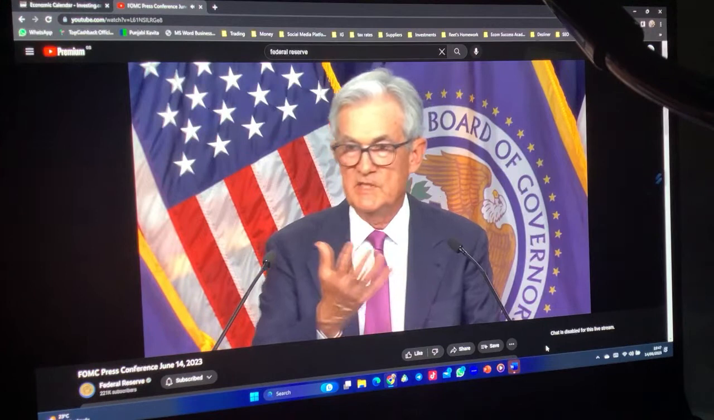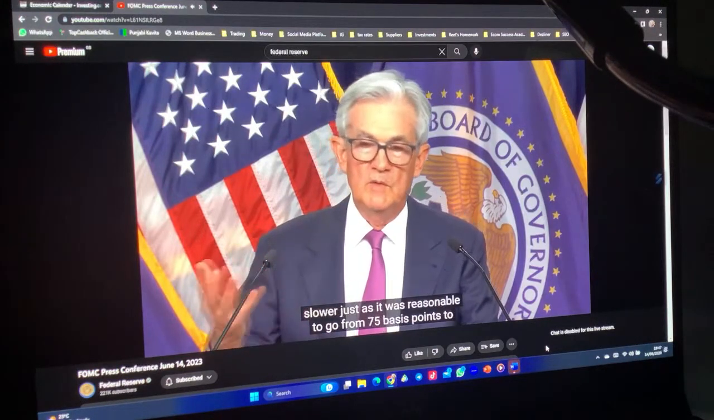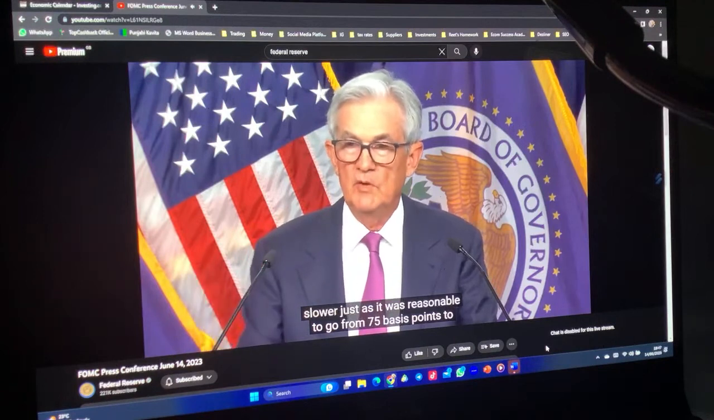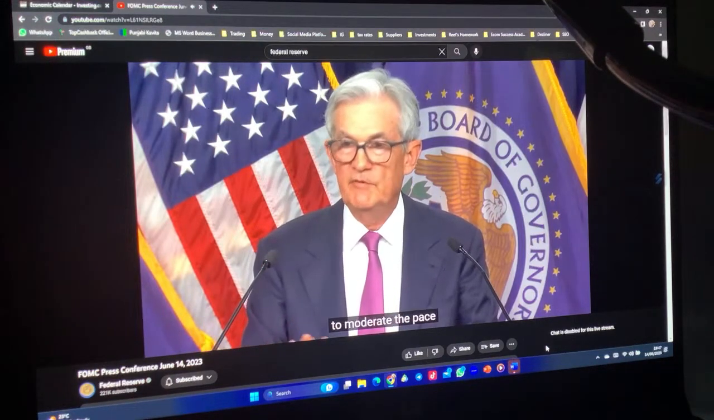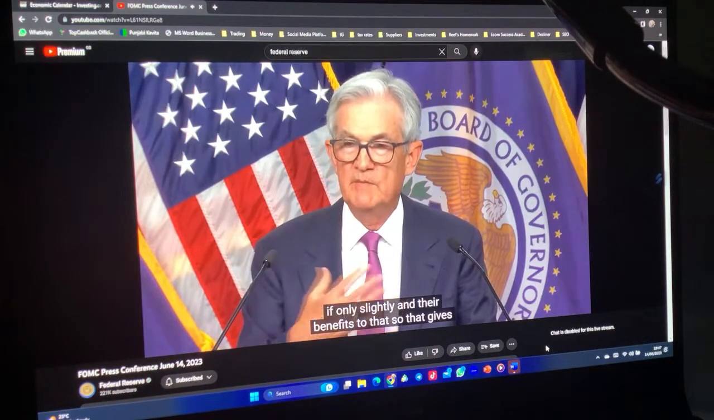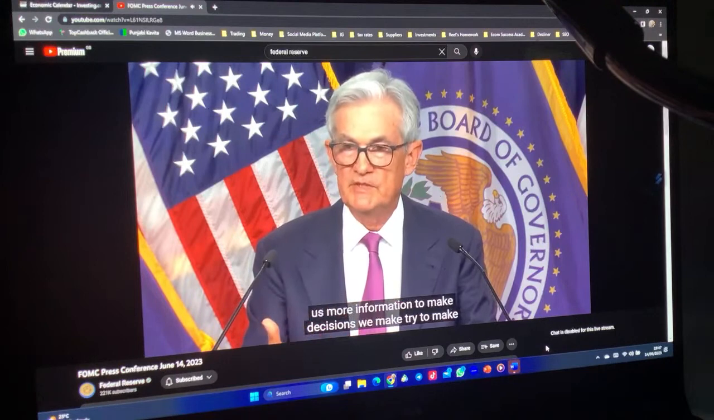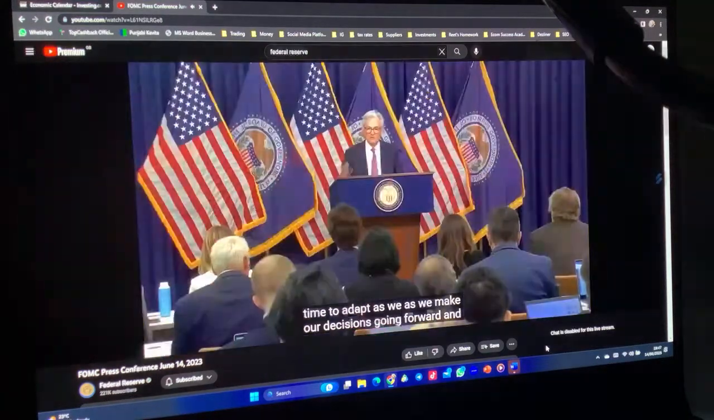to go from 75 basis points to 50 to 25 at every meeting. And so the committee thought overall that it was appropriate to moderate the pace, if only slightly. And there are benefits to that. It gives us more information to make decisions, and we may try to make better decisions. I think it allows the economy a little more time to adapt as we make our decisions going forward.